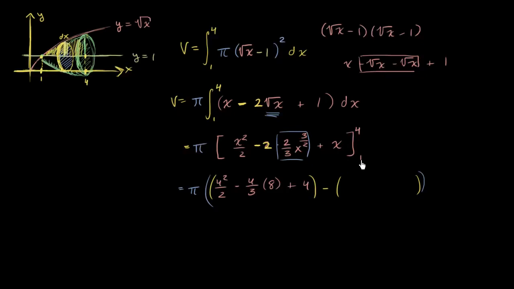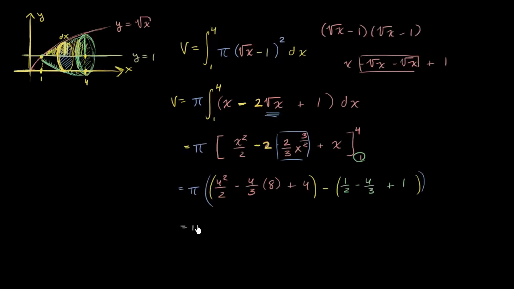So when you evaluate it at 1, you get 1 squared over 2, which is 1/2. And then you get 1 to the 3/2, which is just 1. So this becomes minus 4/3, and then you have plus 1. And so let's simplify this, and I'll do it all in the same color now.